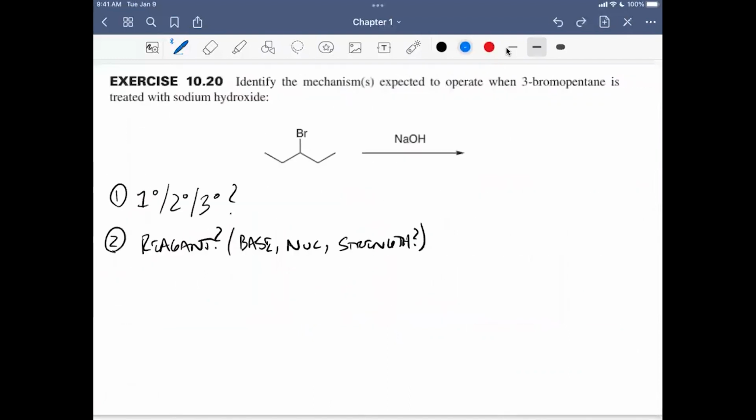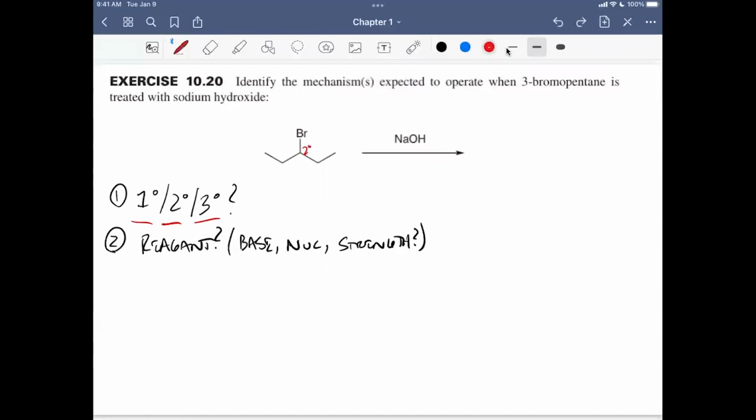This question asks to identify the mechanisms expected to operate when this reagent is treated with sodium hydroxide. I'm actually going to give the product it'll give off too, but we'll go through this step by step. The first step is determining if it's a primary, secondary, or tertiary carbon that it's attached to. And this one is tertiary. I'm sorry, this one is secondary. It's attached to two other carbons right there. So it's secondary. So what does that mean?